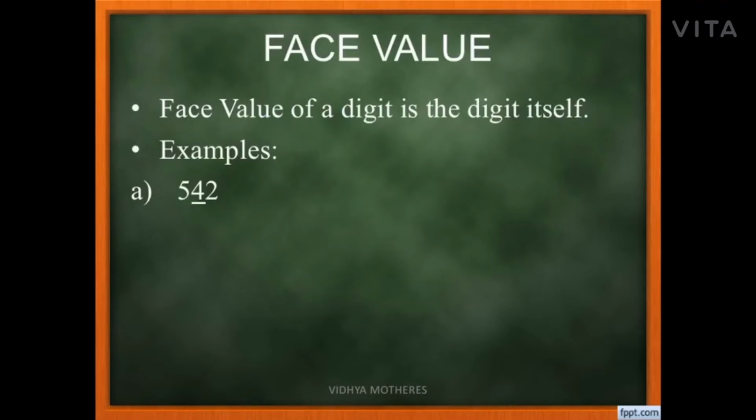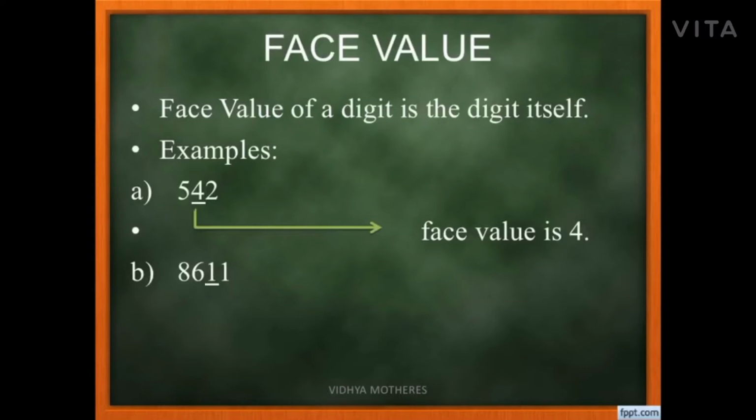Example A, 542. In this we are going to find the face value of the digit 4. We know that face value of a digit is the digit itself. So what is the face value of 4? Face value of 4 is 4 itself. Second example, 8611. So what is the face value of 1? The face value of 1 is 1 itself.